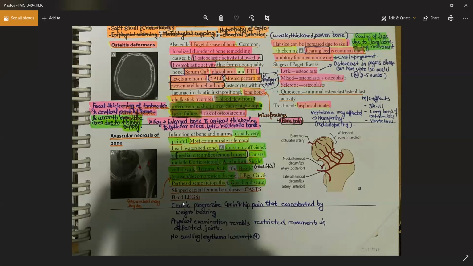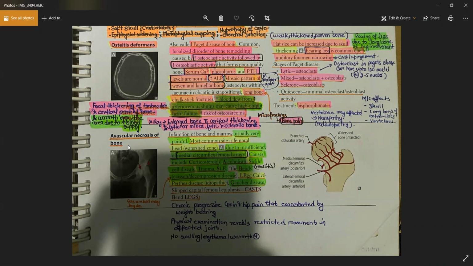It always presents with chronic progressive growing pain, or they can tell you hip pain, that is exacerbated by weight bearing. The patient can also have fever, and systemic signs would be there. On physical examination, because it involves the head of the femur, the patient can have restricted joint movements, and pain with the movement of the joint. But note that no swelling, erythema, or warmth is present. It is a very important thing.